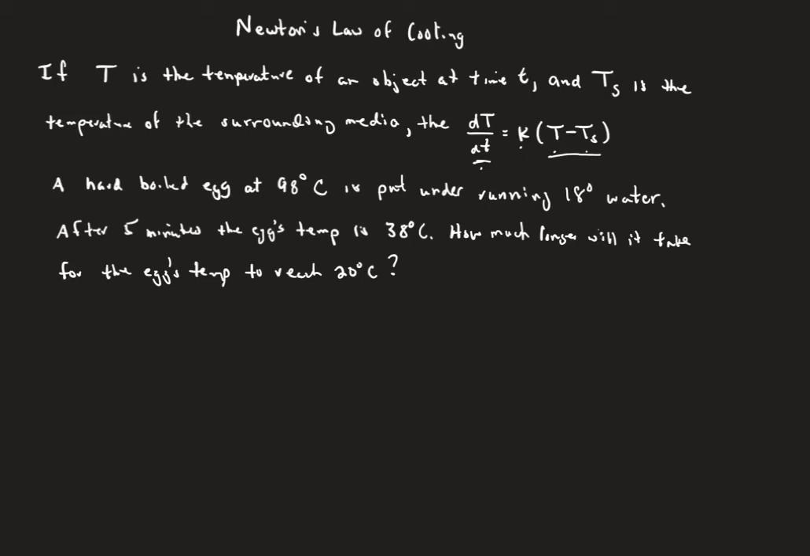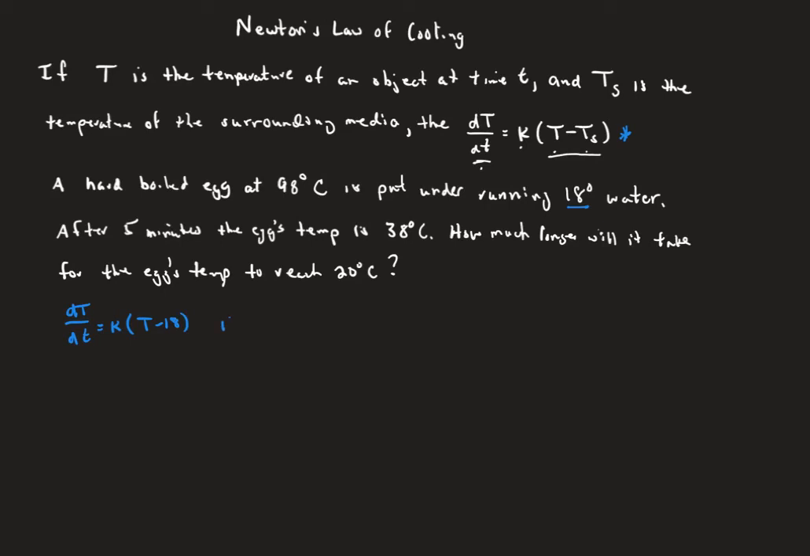So let's see what our differential equation looks like. We're going to look at dT/dt is equal to k times (T minus T sub s). So we've got the change in temperature with respect to time is going to be some unknown constant that we're going to have to figure out somewhere along the way here. Capital T is the temperature of the egg, and the surrounding media is going to be this 18 degree water. So we're going to go T minus 18.